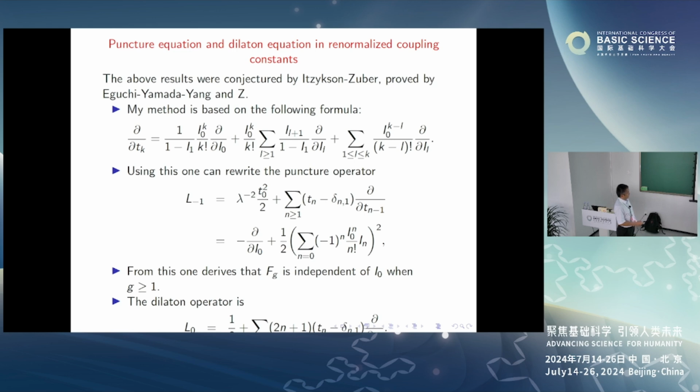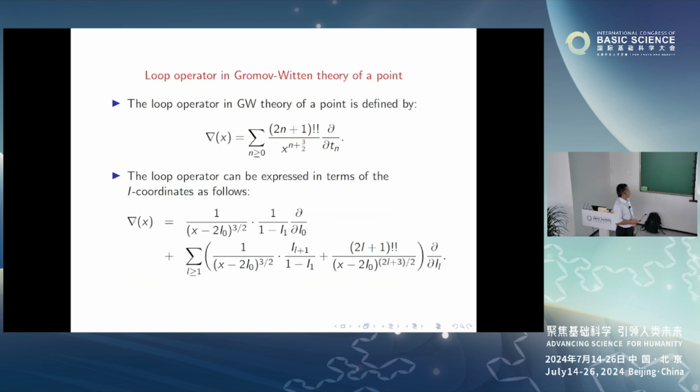The first operator is the puncture operator. The puncture operator can be exchanged. We can convert that into the I coordinates. And similarly, we can convert this dilaton operator into the I coordinates. Unfortunately, I should put it on the next page. But anyway, just using these two simple things, we can prove that.